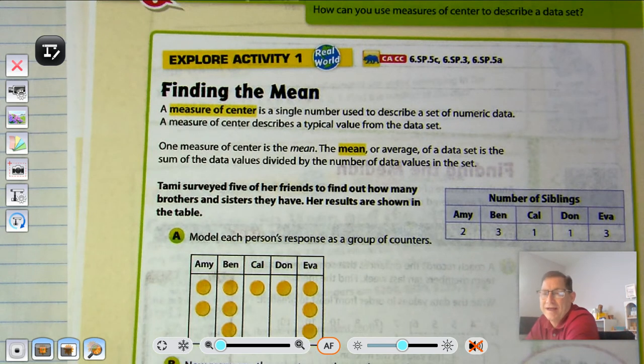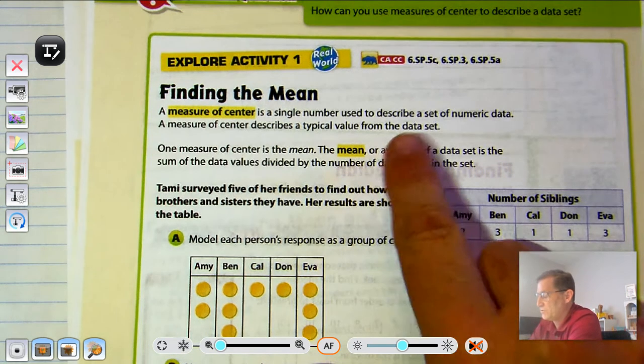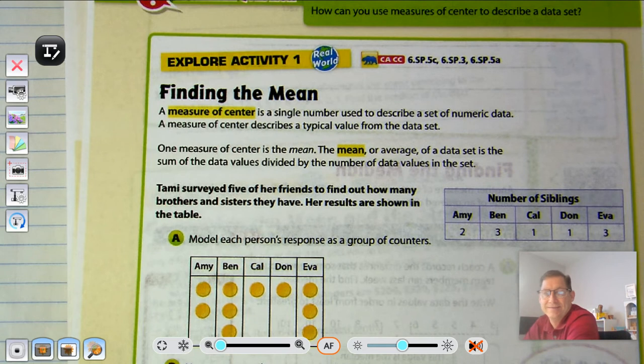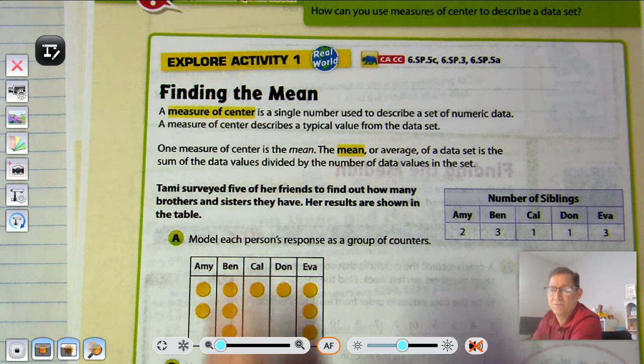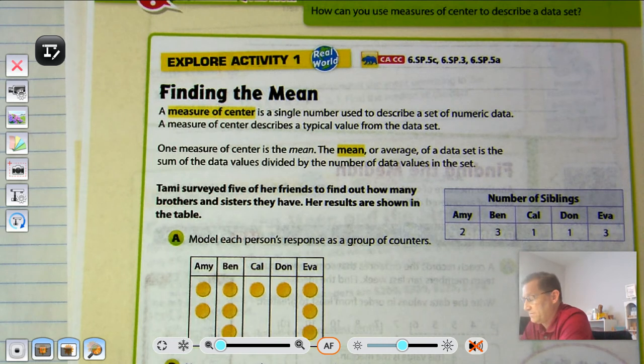Okay, in math, a mean is simply another word for average. So a measure of center is a single number used to describe a set of numeric data. A measure of center describes a typical value from the data set. And so average would be a good measure of center because it's all the numbers added together and divided by the number of sets. And that's going to give you the average number. Some will be higher, some will be lower, but most of them will be right around the average of the data. So one measure of center is the mean.